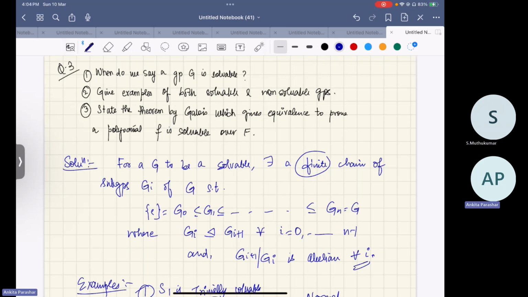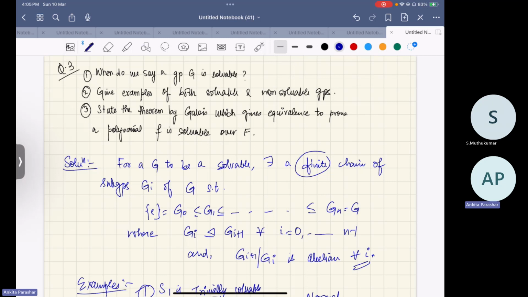State the theorem by Galois which gives an equivalence to prove a polynomial to be solvable. A polynomial being solvable means all its roots are solvable, and solvable means solvable by radicals. That means you have to find a tower of fields where the roots lie in an extension field that is a radical extension, or the roots lie in a cyclic extension, or in an abelian extension. These are all the equivalences we know for checking that roots or a polynomial are solvable.